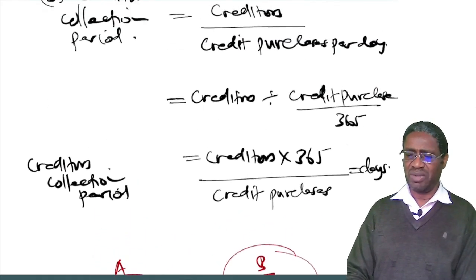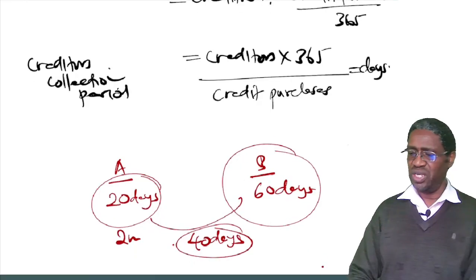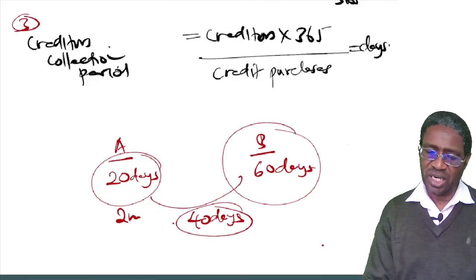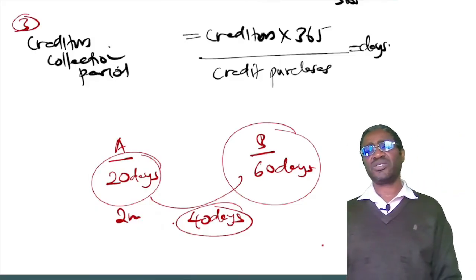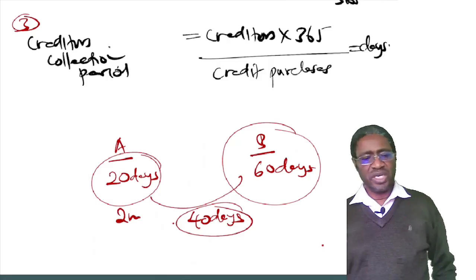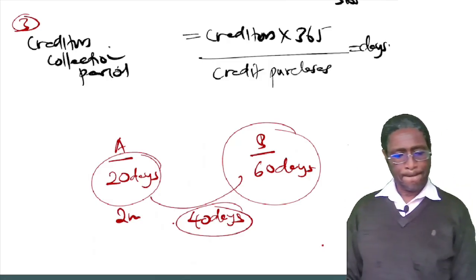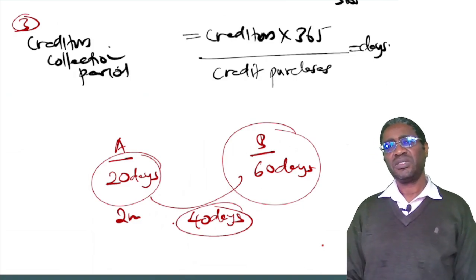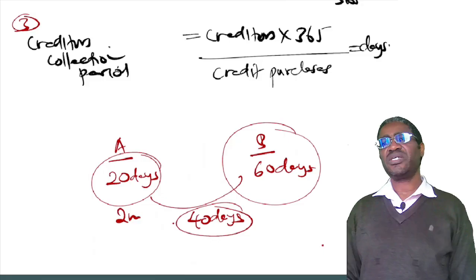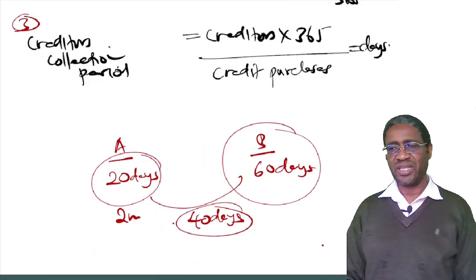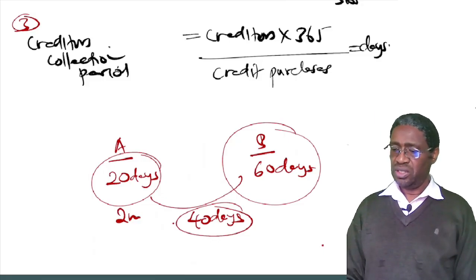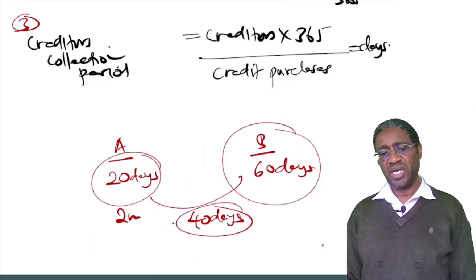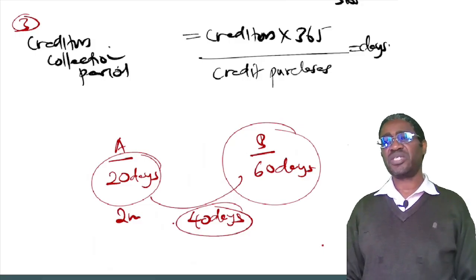Let's put down that number 3. You don't need to copy again everything on how it came about. Just write number 3, creditors collection period. Then you copy the formula: creditors times 365, divided by credit purchases. The answer you get should be expressed in terms of days. Good.